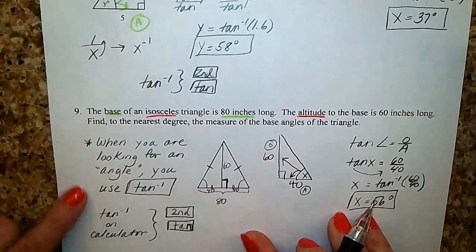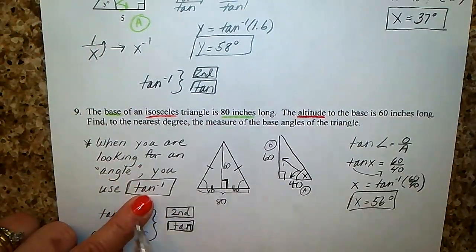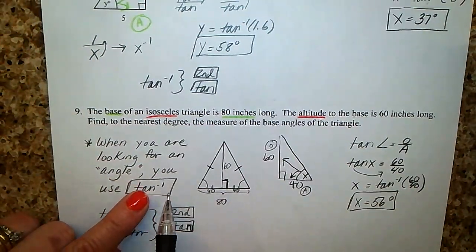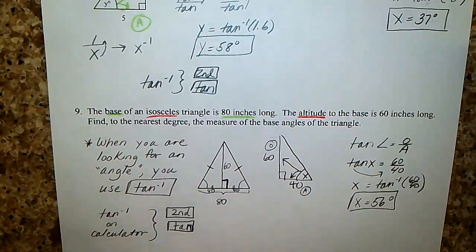Okay, just a couple of quick notes. Remember, when you're looking for an angle, you need to use that tangent to the negative 1 when you're trying to find an angle measure. And again, that's how we put it into our calculator.